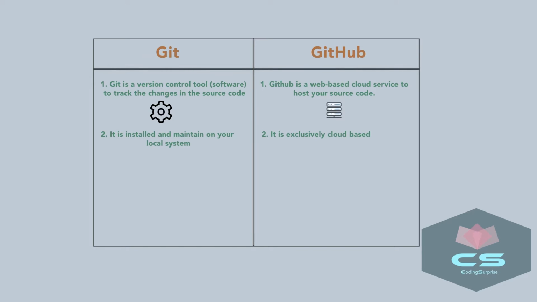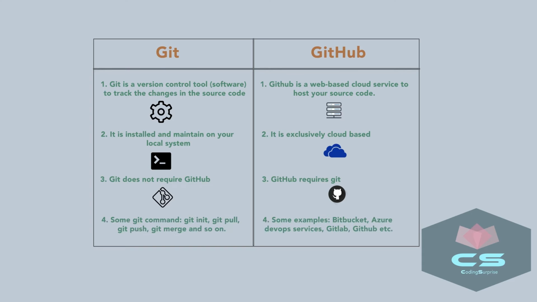Git is installed and maintained on your local system, like in the terminal or command window, whereas GitHub is exclusively cloud-based. Git doesn't require GitHub, but GitHub does require Git. Some of the most used Git commands are git init, git pull, git push, git merge, and so on. Some examples of cloud services are Bitbucket, Azure DevOps, GitLab, GitHub, etc.